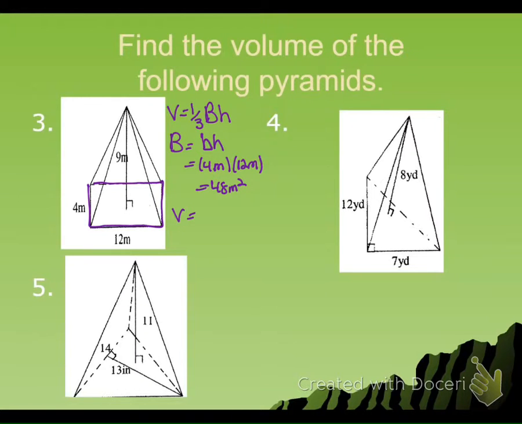Okay, so now we have volume equals 1/3 of 48 meters squared times what is my height? Your height is 9. 9 meters. Okay, I did mine with, how many times does 3 go into 9? 3 times. What is 3 times 48? That is 144. Okay, so 144 meters cubed.